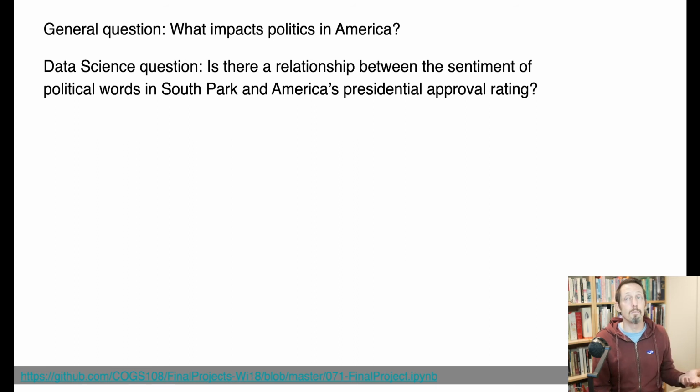We don't know. It could be that South Park's political phrases they use influence how we think of America's president. South Park is so popular, or at least it used to be, that it can affect how Americans think of their president. Or it could be the other way around, that as America's president becomes deeply unpopular, the writers of South Park react to that and change what they're doing. Those are two very different causal directions. We don't care. We're asking a question which is asking, is there a relationship? We're not saying which one. Okay?